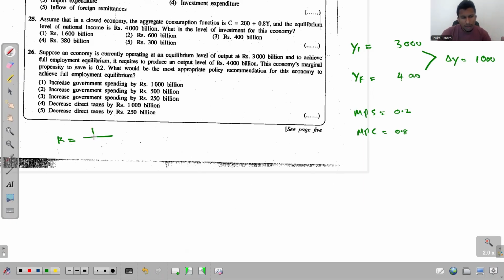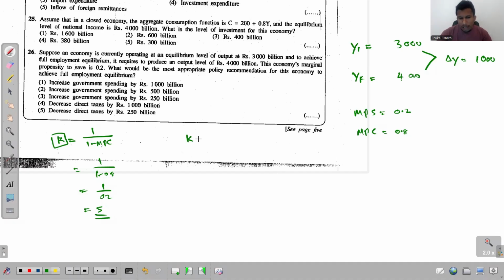So how do we find this expenditure multiplier? The equation is 1 over 1 minus MPC, which is 1 over, let's say 1 minus 0.8. So 1 minus 0.8 is 0.2 and the answer is 1 over 0.2 is 5. So that's the autonomous expenditure multiplier.